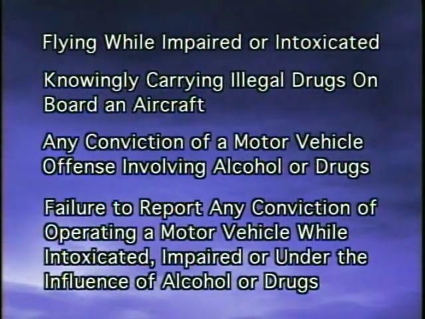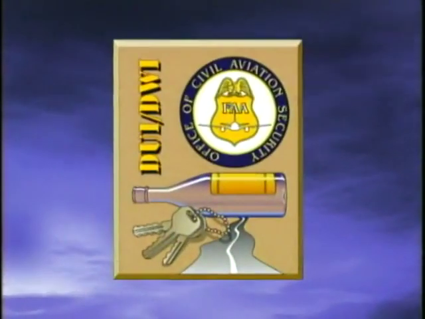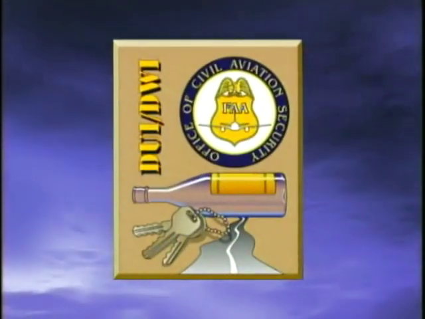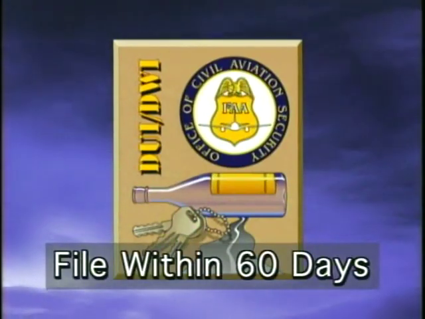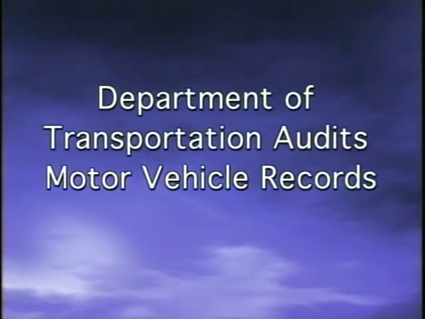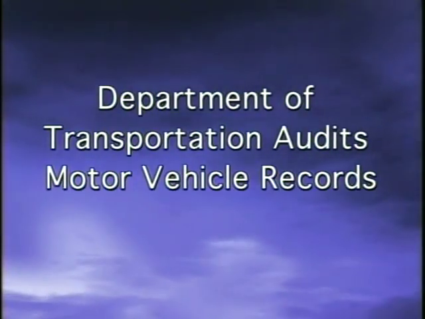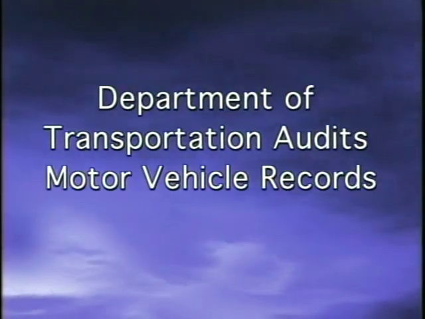Failure to report any conviction of operating a motor vehicle while intoxicated, impaired, or under the influence of alcohol or drugs. Federal regulations require all pilots who are convicted of said offenses to file a written report to the FAA Civil Aviation Security Division no later than 60 days after the conviction. Also, be aware that the Department of Transportation audits motor vehicle records to locate pilots with alcohol or drug-related motor vehicle offenses.